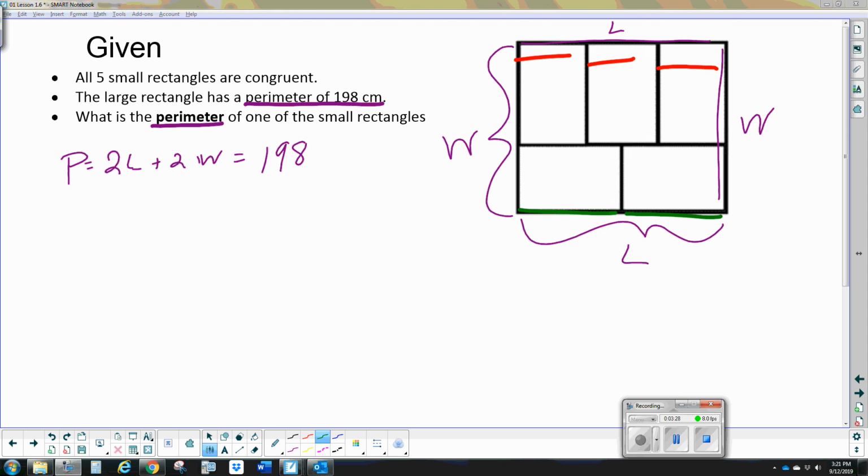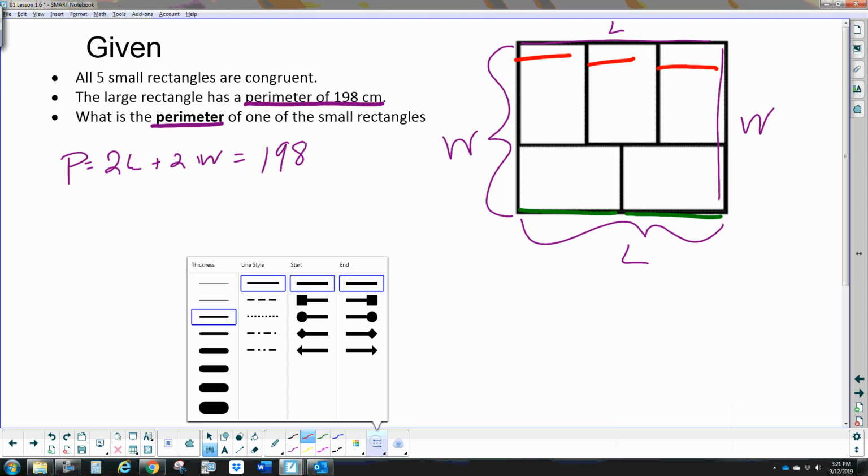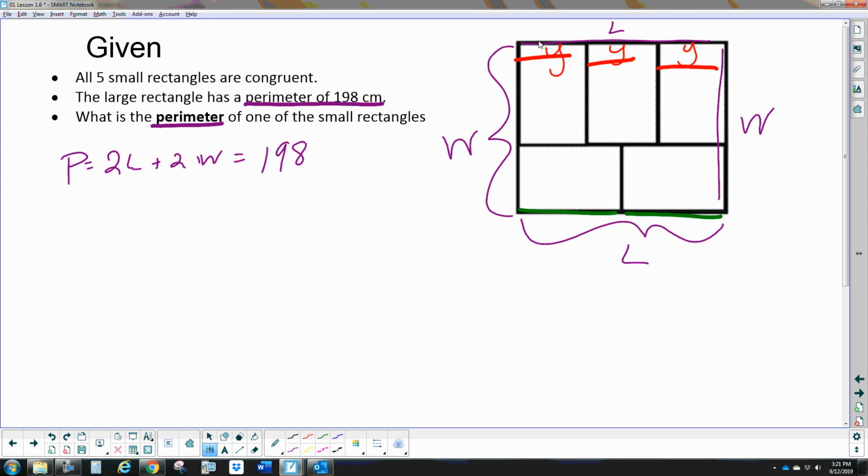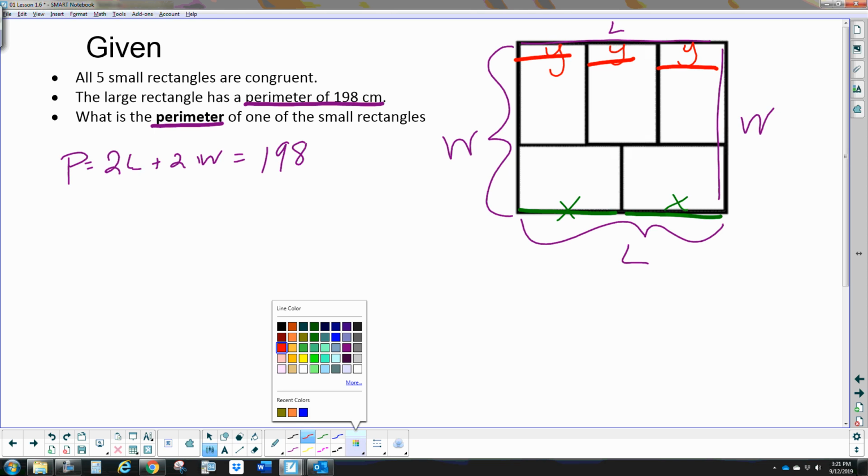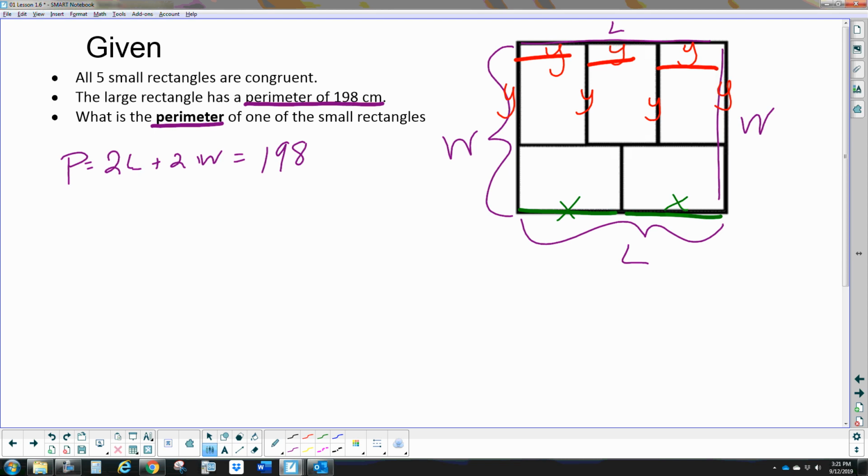To distinguish between the length and the width of the small rectangles, I'm going to give one of them a variable x and one of them a variable y. I'm going to call this y, so each of the small sides of the small rectangle is y, and the long side I'm going to call x. Since we have 2 variables that we just created, let's go ahead and label all of our x's and all of our y's.